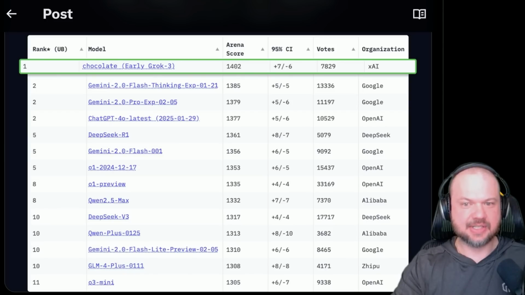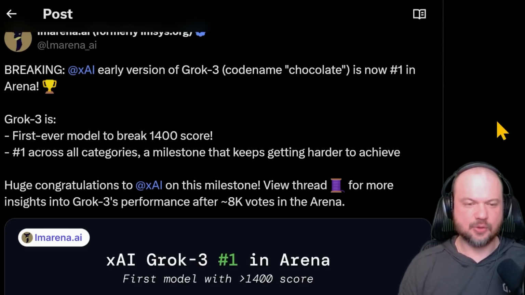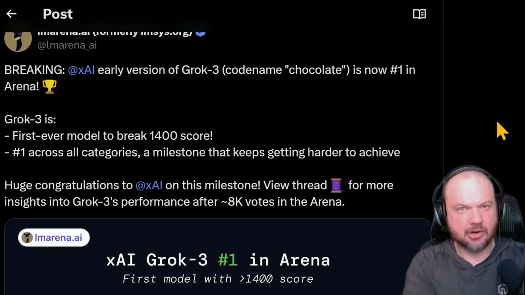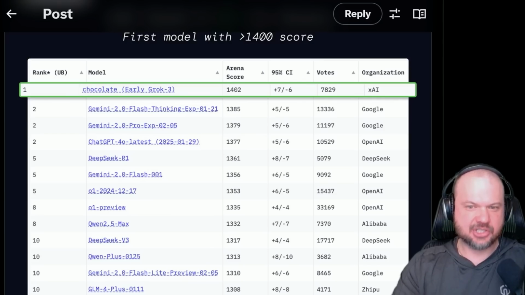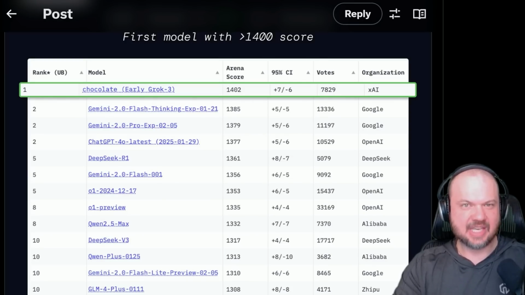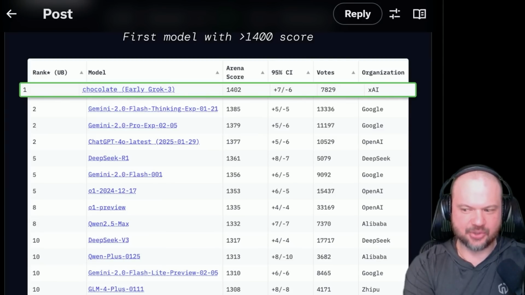So as you can see here, here's all the rankings. xAI's early version of Grok 3 is solidly in the number one spot. It's the first ever model to break the 1400 score. It's number one across all categories, a milestone that keeps getting harder to achieve. That's after just under 8,000 votes, so it might shift up and down a little bit still, but again, it's solid. Being number one across all categories is a difficult feat to achieve.